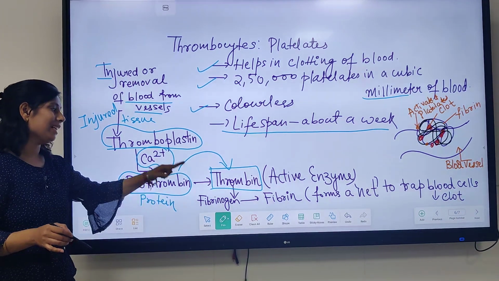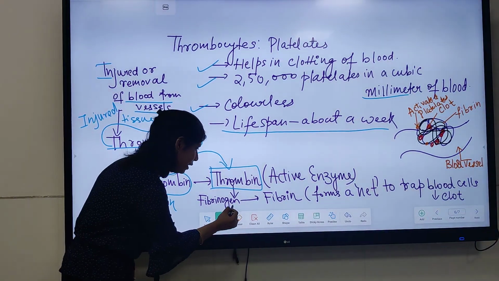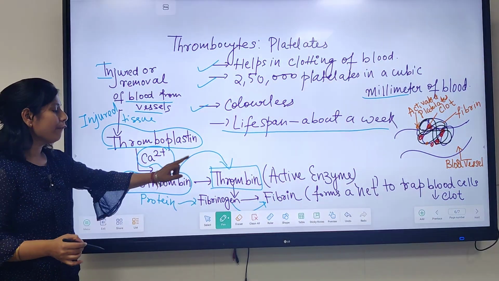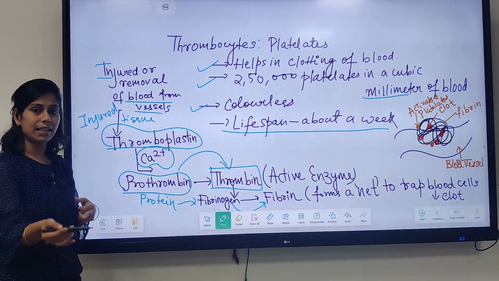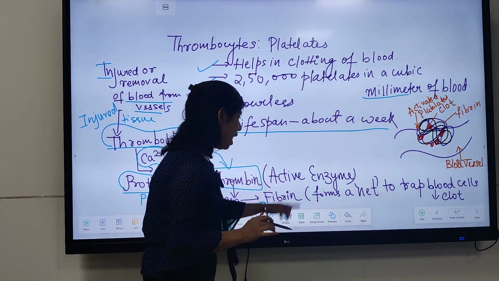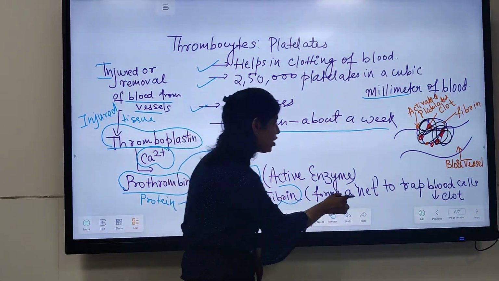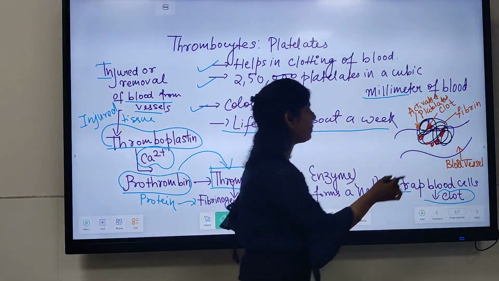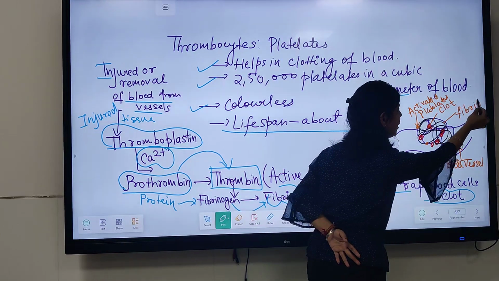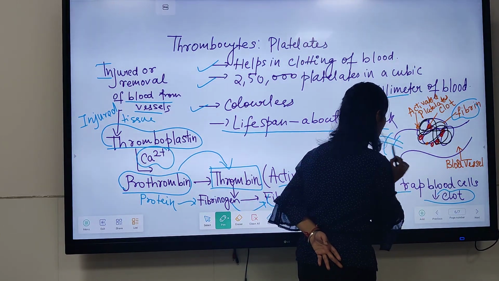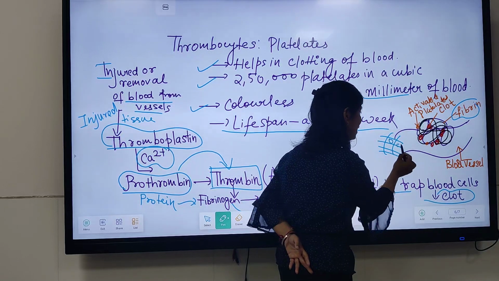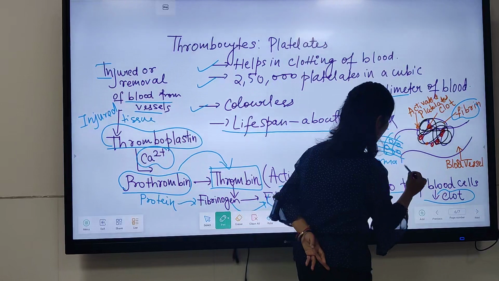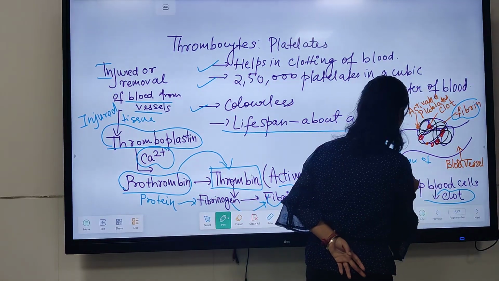This thrombin will help in the conversion of fibrinogen into fibrin. Fibrinogen is another protein present in the blood. Thrombin converts it into fibrin. Now this fibrin will help in the formation of a net-like structure which collects the blood cells. Can you see the diagram here? This is the fibrin. Fibrin forms a net-like structure like this. This net-like structure will capture all the blood cells and help in the formation of the clot.